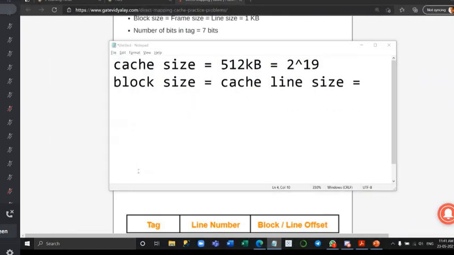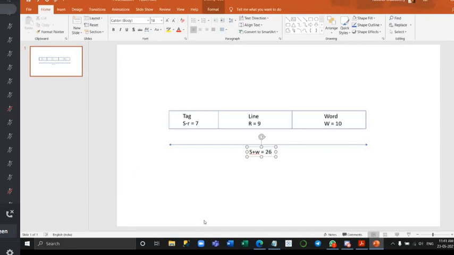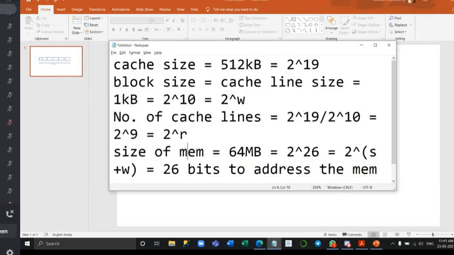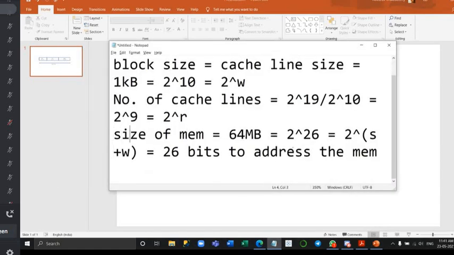So I'll just repeat that part. Based on the tag bits, the line bits, and the word bits, we found that the total size of the entire address is 26 bits. So if we raise 2 to the power of the total number of bits required to address the memory, we can get the size of the main memory. Here 2 to the power 26 gives 64 megabytes, which will be our main memory size.